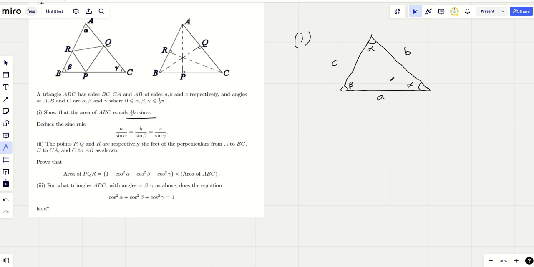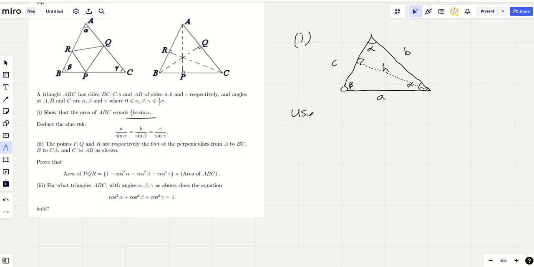Where I'm going to drop my perpendicular is really important to prove this. I think it ends up being a little bit nicer if we use this line across here. You just need to drop a perpendicular. This is a standard way of proving half AB sine C. So I'm just going to draw a line in, and this line represents the perpendicular from that point up to there. Let's call this side H.